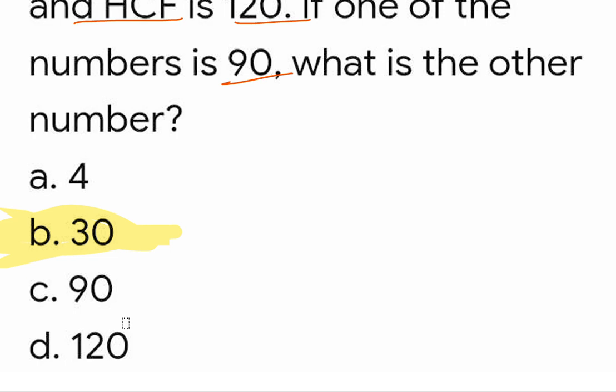So these are all not direct questions. I have to solve and find out the answer. Okay. So next one we'll go for, question number 3.